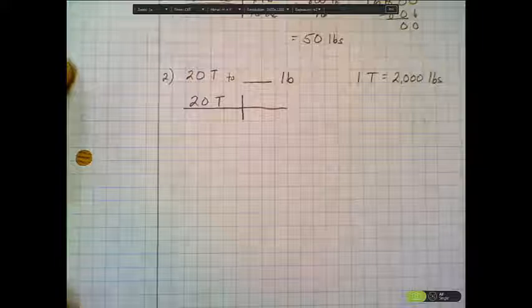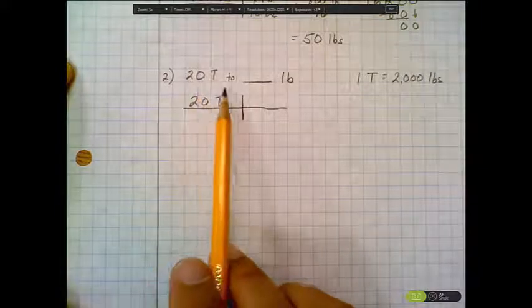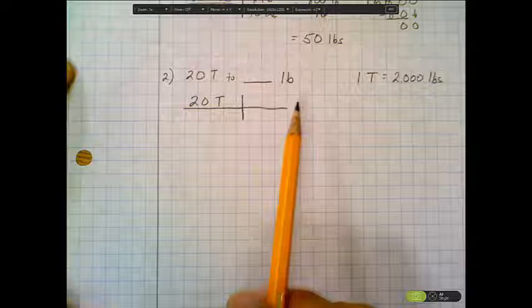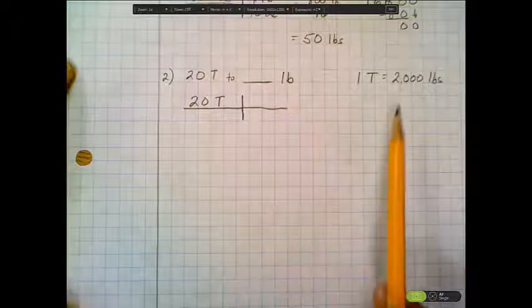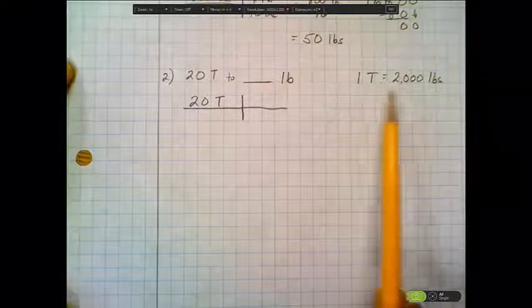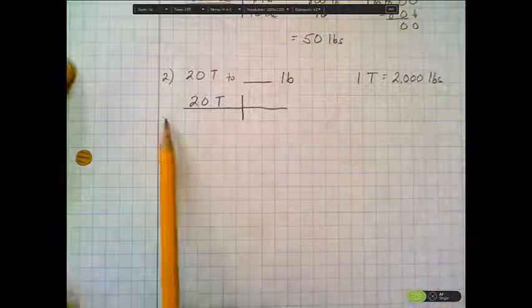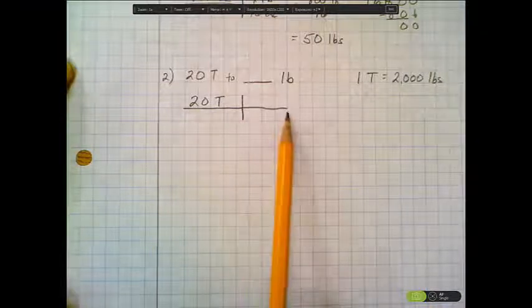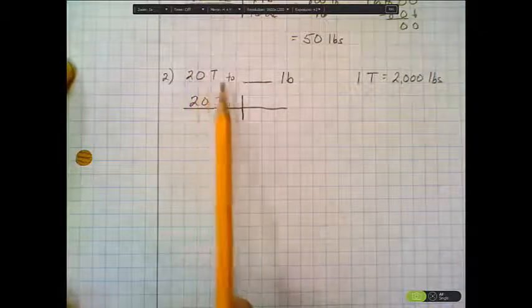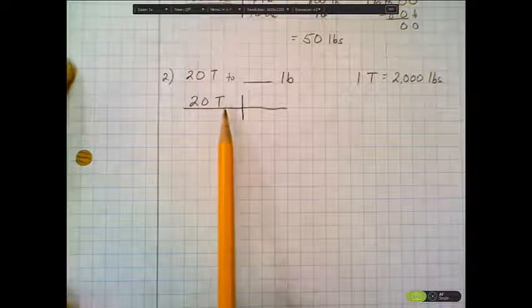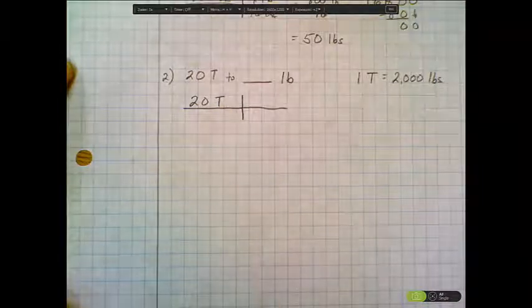Our second problem is we're going to convert 20 tons to pounds. I've gone ahead and written down the problem, 20 tons to some number of pounds. I've written our conversion factor that converts tons to pounds, and I've started off the problem by drawing our division line and putting what we start with in the first section of our dimensional analysis.